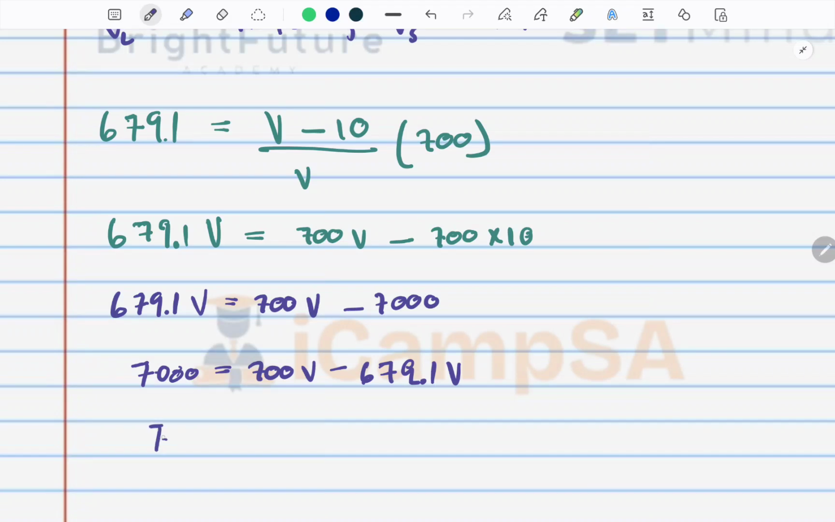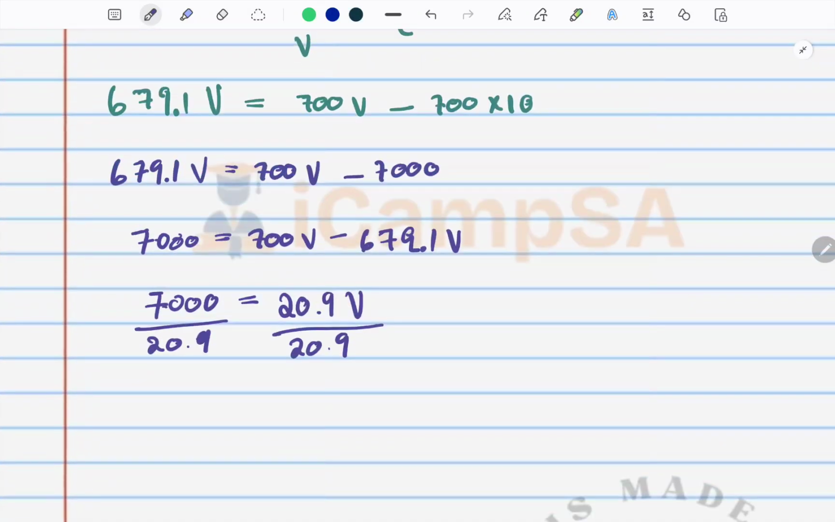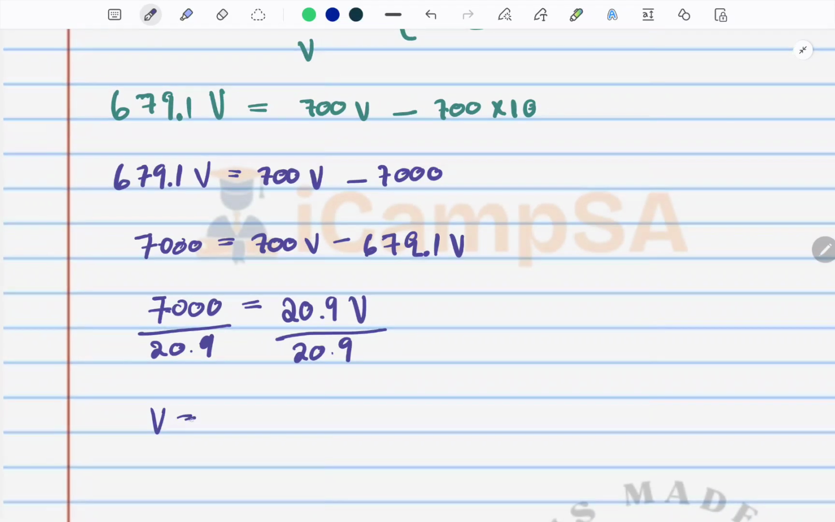Okay, from my calculator, I get something like so. That is going to be 20.9 V. So we can just divide by 20.9, right? Then we're going to end up with our velocity. So what do we have from our calculator? And then therefore what I'm getting here from my calculator is 334.9 meters per second. So that's actually it.